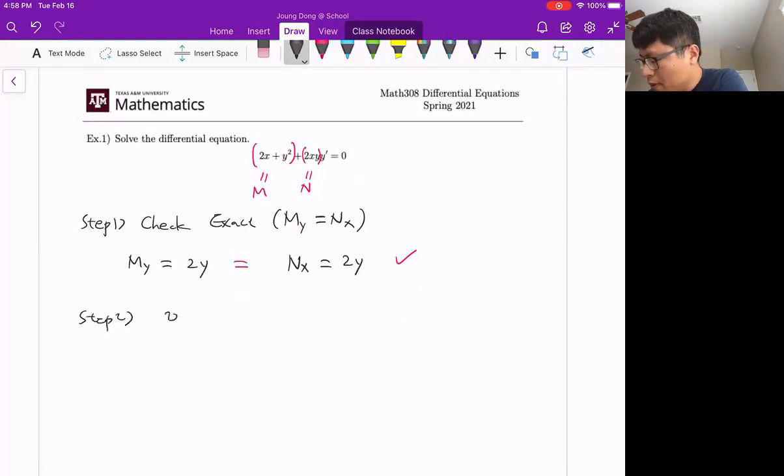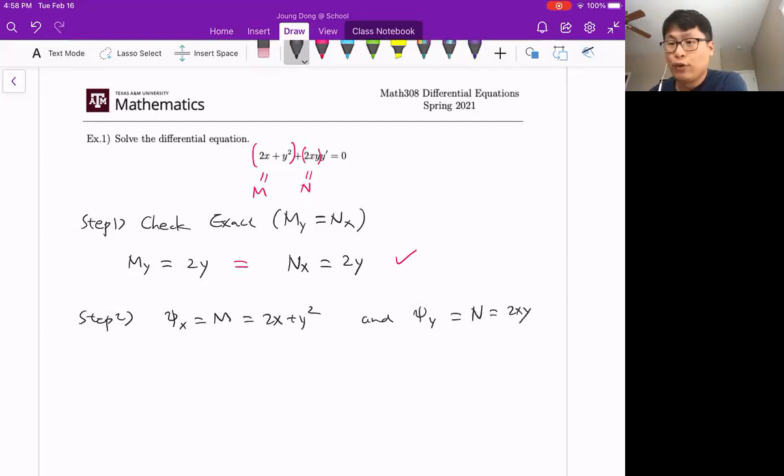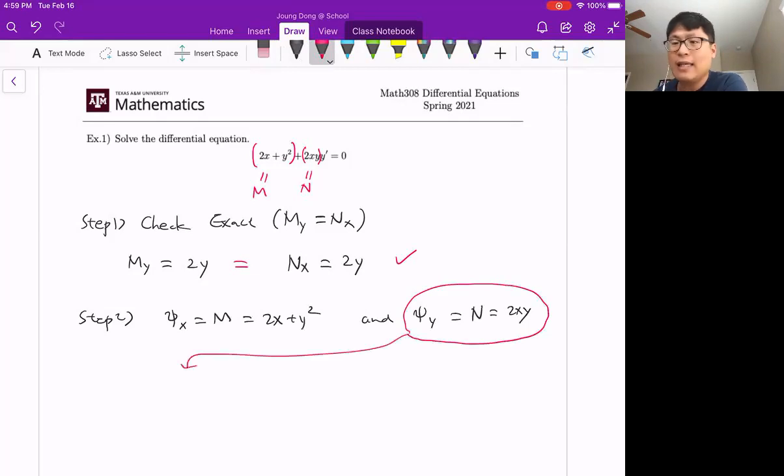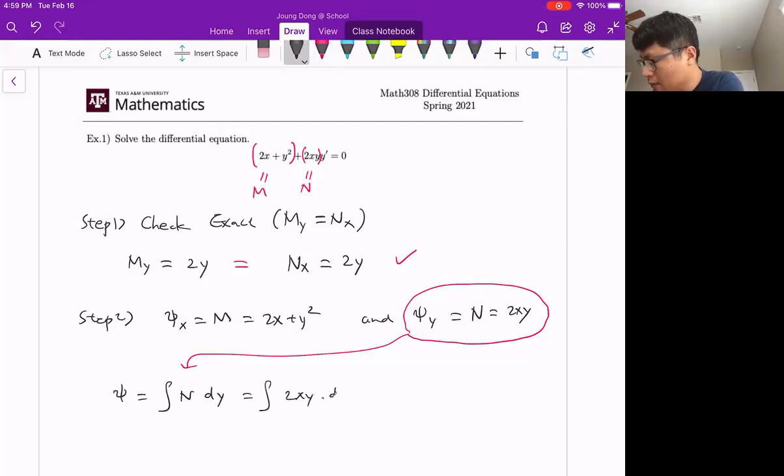We have to remember psi_x is M, which is 2x plus y squared, and psi_y is equal to N, which is equal to 2xy. You can start from M or N, it doesn't matter, either way. But for practice, let me start from N first this time. For the next example, I'm going to start from M. Since N is psi_y, we take the integral with respect to y. That will be the psi function. Here we go. Psi is equal to the integral of N dy.